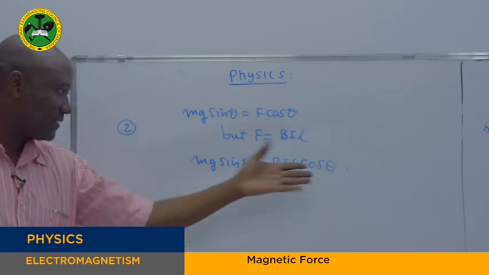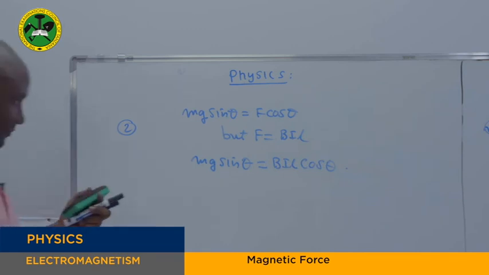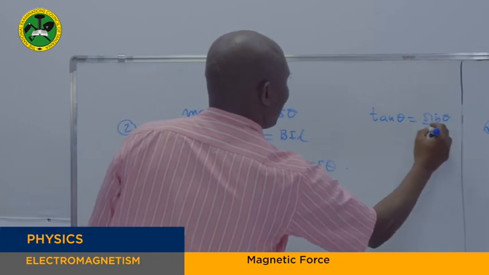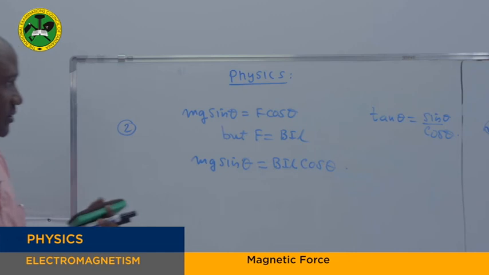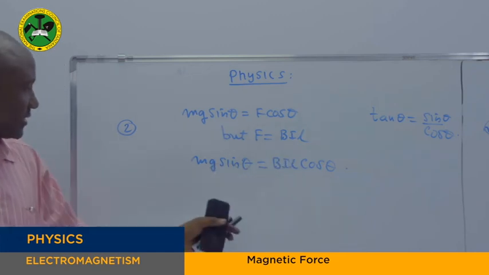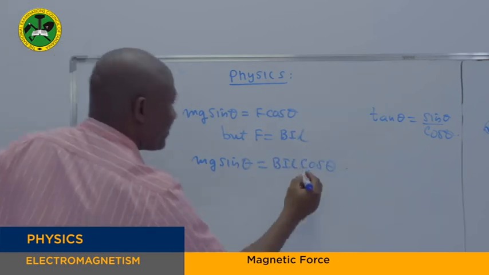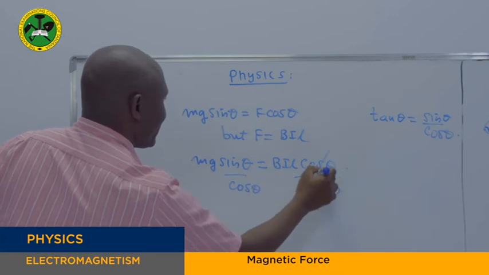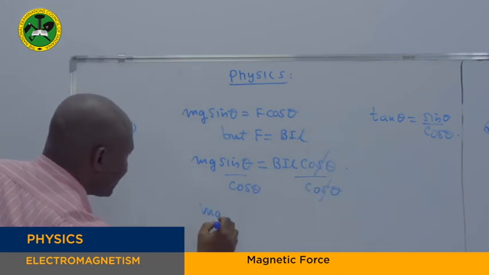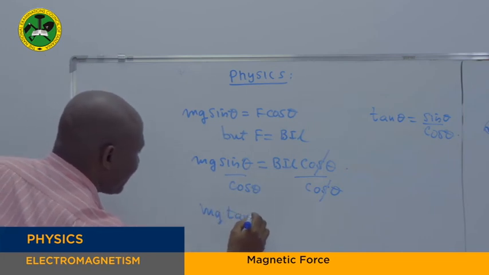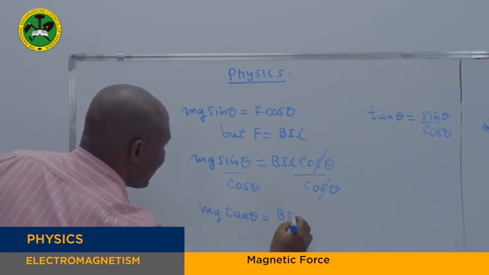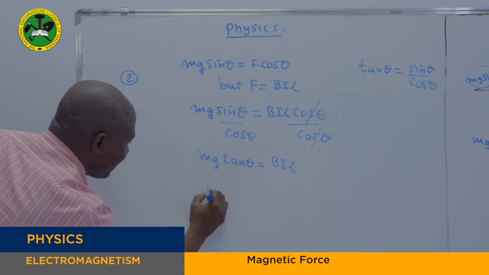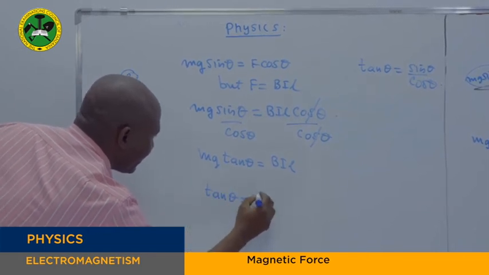By arranging these trigonometric ratios, we know tan theta equals the sine of the angle over cosine. So if you divide this equation by cos theta, you come up with the concept of tan. The cos theta cancels out, so tan theta equals BIL over mg. You divide by mg on both sides, and you find that tan theta, which gives the angle, is BIL over mg.